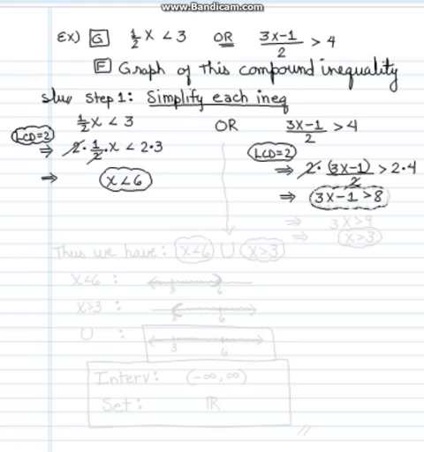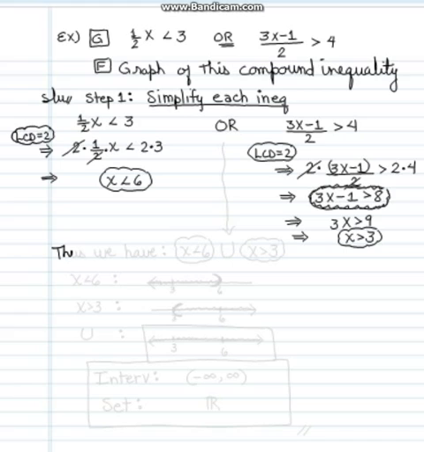Okay, so I'm not finished. It's too early to put the cloud around there. We have to get x by itself, of course. So now we'll add 1 to both sides. We get 3x is greater than 9. And then divide both sides by 3. We get x is greater than 9 divided by 3, which is 3. Now we put the cloud.